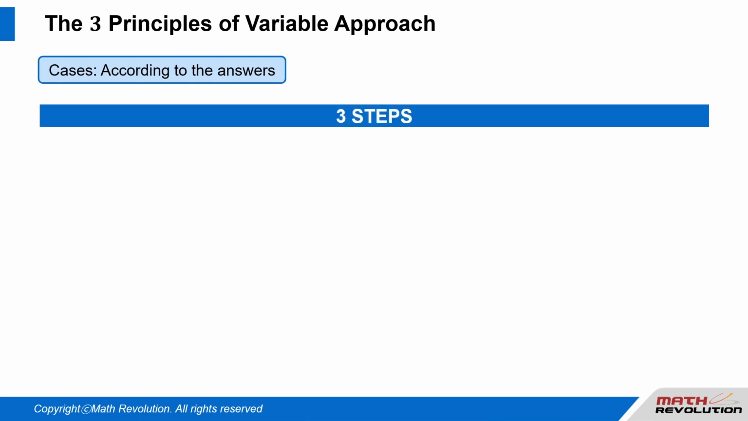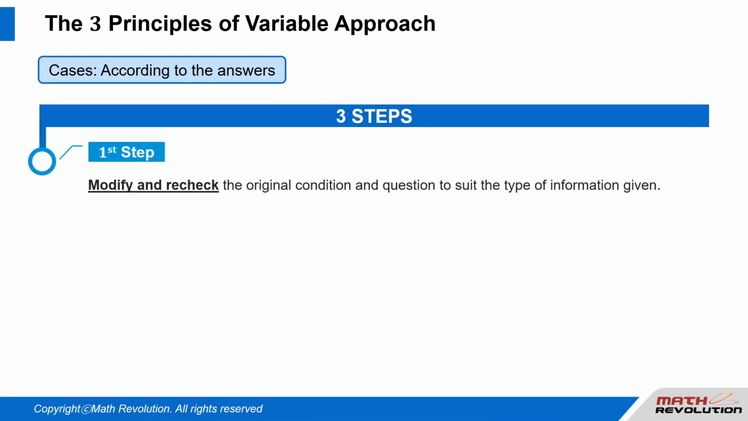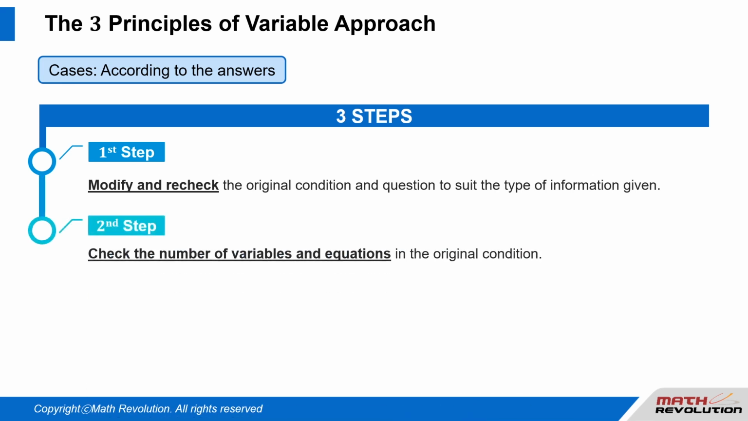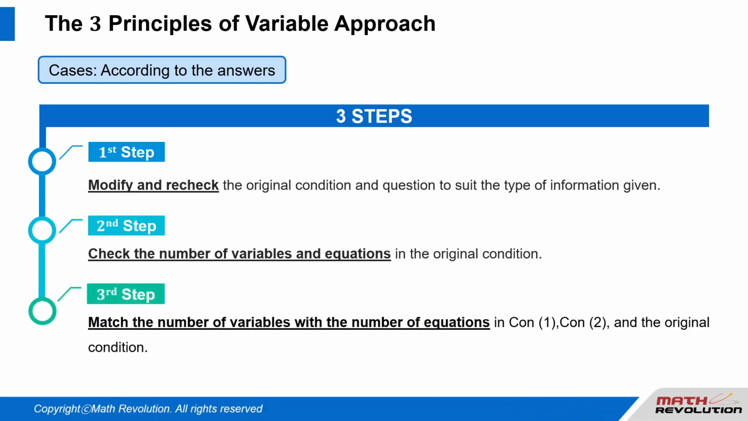Later, after we reviewed the different terms in a DS question, we will look at the 3 steps. First step, modify and recheck the original condition and the question to suit the type of information given, modification. Second step, check the number of variables and equations in the original condition. Third step, try to match the number of variables with the number of equations in condition 1, condition 2, and the original condition. These 3 steps are the most important part in the variable approach, especially the first step. Once you have completed the first step, solving the problem becomes much easier.